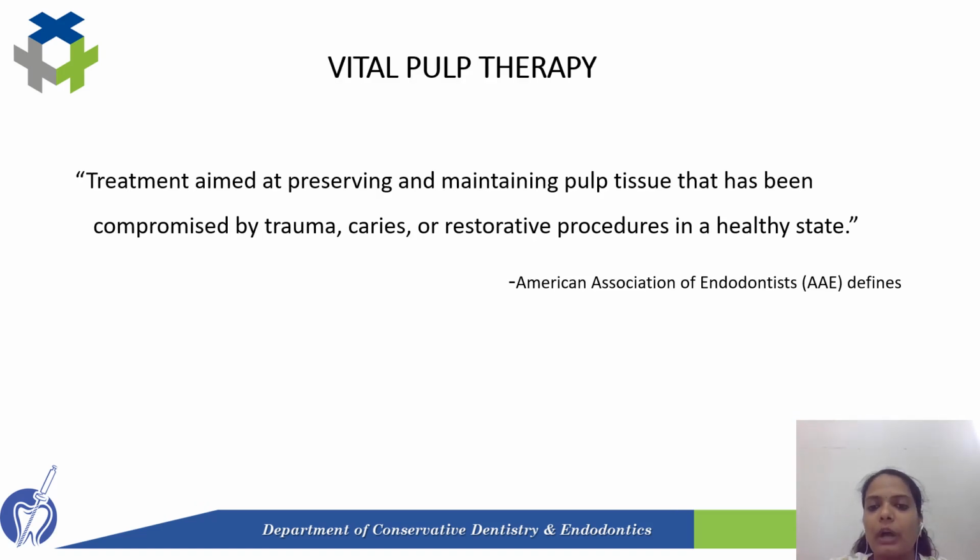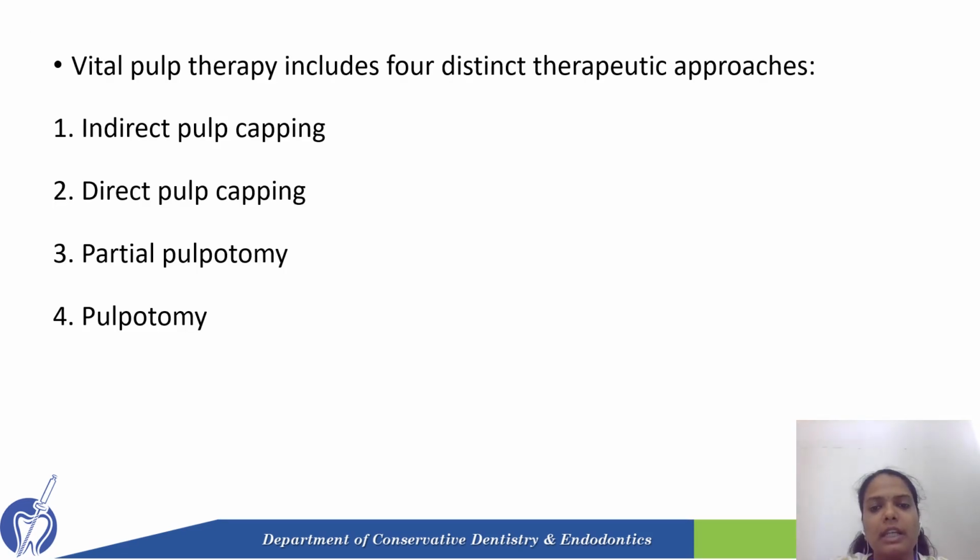Now, according to the American Association of Endodontists, vital pulp therapy is defined as treatment aimed at preserving and maintaining pulp tissue that has been compromised by trauma, surgery, or restorative procedures in a healthy state. There are four types of vital pulp therapy. Firstly, indirect pulp capping. Second one is direct pulp capping, partial pulpotomy, and finally you have full pulpotomy. We will discuss each one in detail.